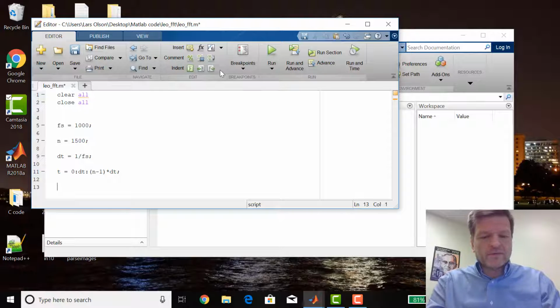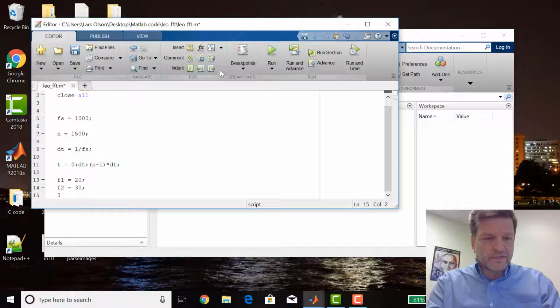Now I want to make three sine waves. So I want to make the first frequency equal to 20 hertz, the second frequency equal to 30 hertz, and the third frequency equal to 40 hertz.